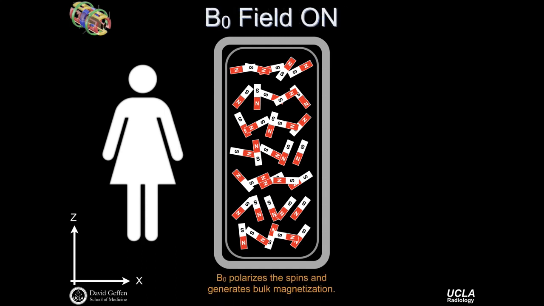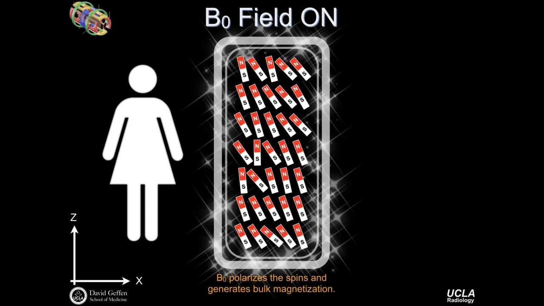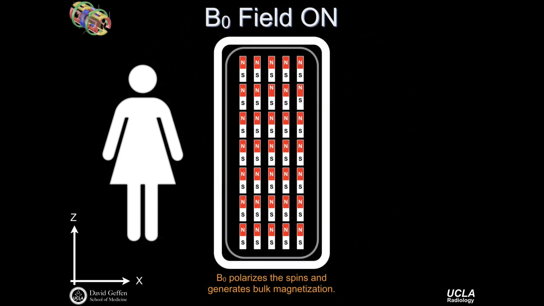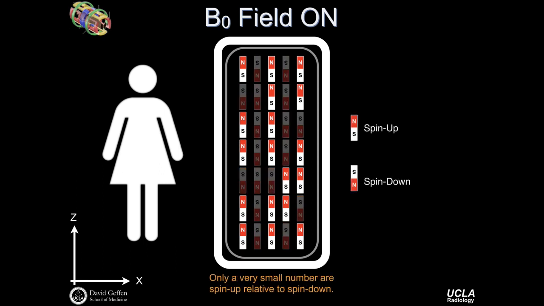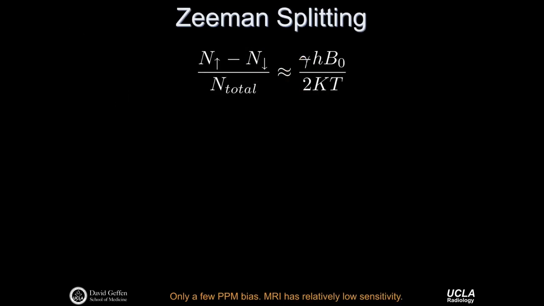We can turn the B0 field on, and the B0 will polarize the spins and generate so-called bulk magnetization, such that the magnetic dipoles align with the magnetic field. Now, in point of fact, the magnetic dipoles do not uniformly align along a single direction, that is north pointing up and south pointing down. In fact, we end up with two possible configurations, the so-called spin-up state and the spin-down state. This is a quantum magnetic consequence, and energetically, either of these states is possible.